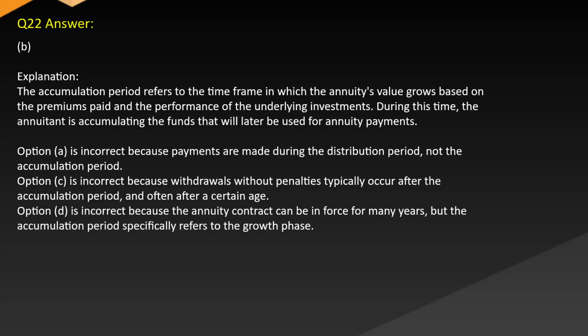Answer B. Explanation. The accumulation period refers to the time frame in which the annuity's value grows based on the premiums paid and the performance of the underlying investments during this time. The annuitant is accumulating the funds that will later be used for annuity payments.